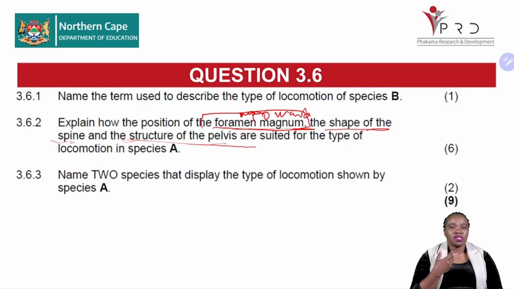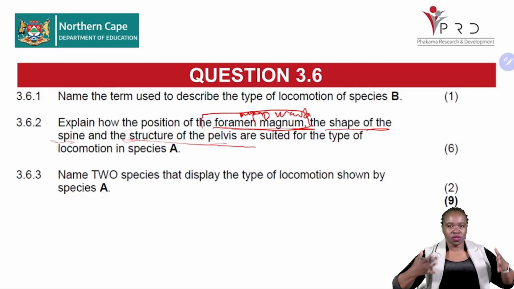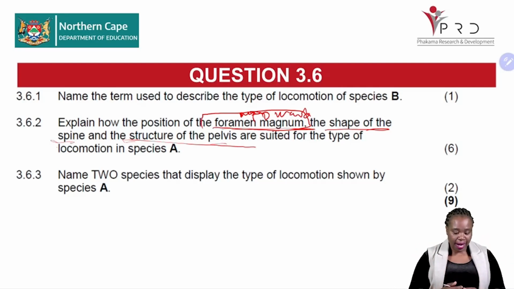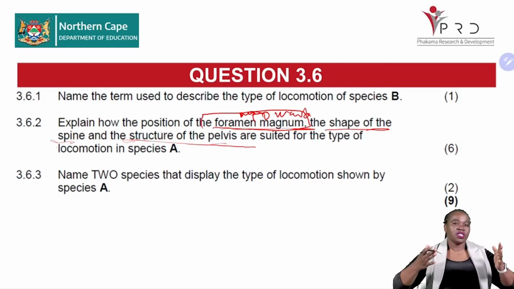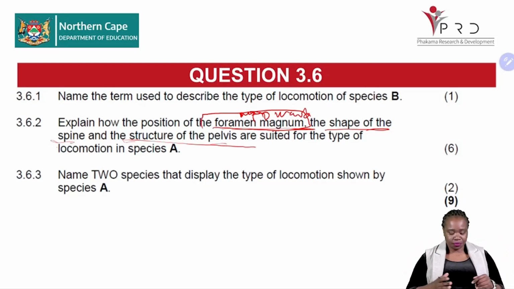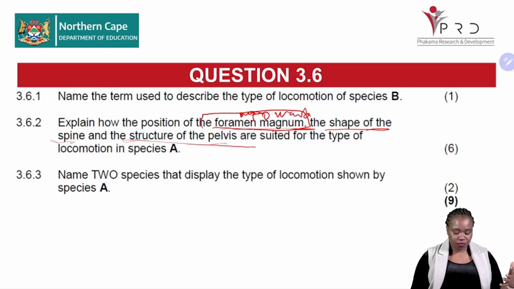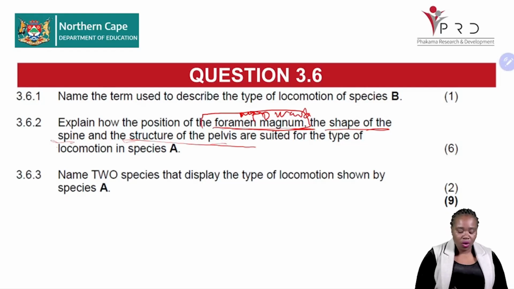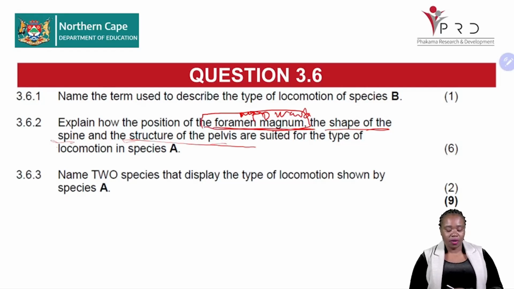When that happens, it means that it allows for this organism to stand upright and be able to face ahead. So it basically allows for bipedalism here, because then this organism is standing upright and it has the whole body to support the whole lower body to support the upper body. Right. So that is how the position of the foramen magnum suits locomotion.